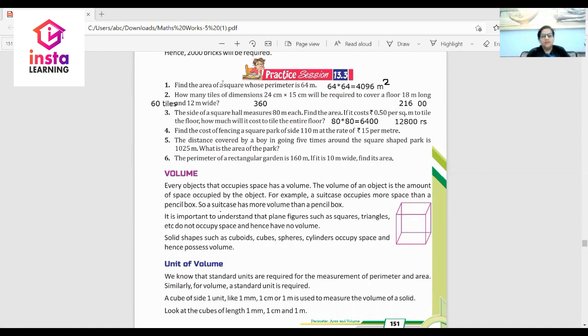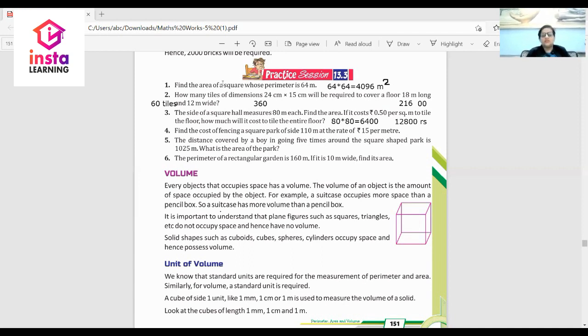Okay, got it? Yes. Now, next, the side of a square hall measures 80 meter each. Square, it is square, that's why it is 80 meter each. Find the area.